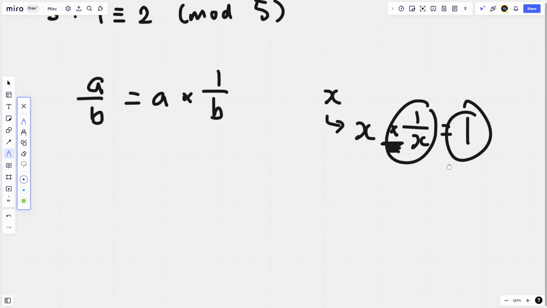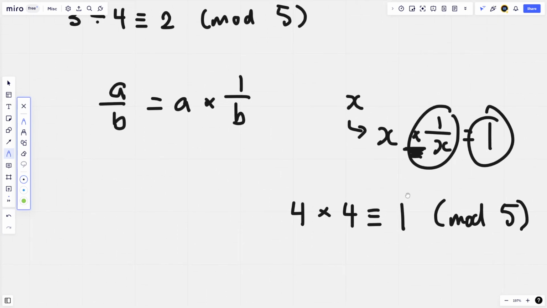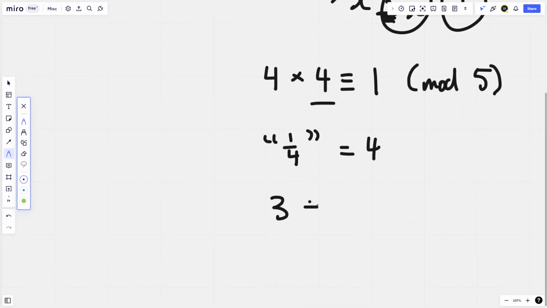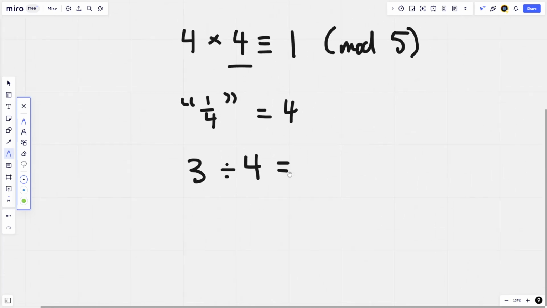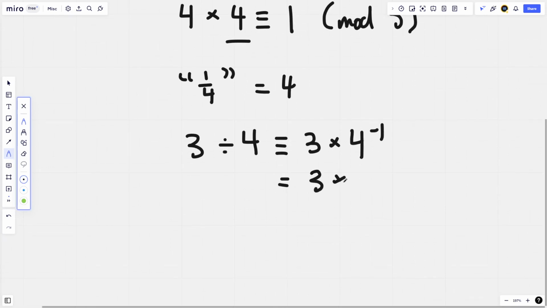and it is named as such because 1 times anything is equal to the other side. So in this case, 4 times 4 is equal to 16, which is equivalent to 1 mod 5. Which means that 4 is its own multiplicative inverse. So 1 over 4, which doesn't really exist, is just 4 in mod 5. And so 3 divided by 4 is actually 3 times the multiplicative inverse of 4, which is just 3 times 4, which is 12, which is equivalent to 2 mod 5.